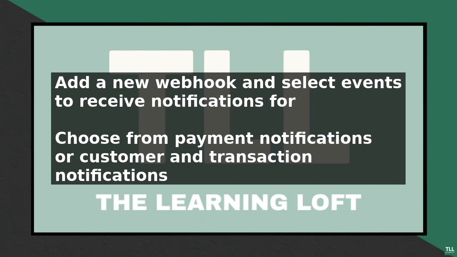Your endpoint should be able to handle these notifications by parsing the JSON data sent in the request body. The JSON data will contain information about the event that triggered the notification, such as the transaction ID or customer ID. To handle webhook notifications securely, ensure your endpoint validates the signature of each notification to prevent tampering. Authorize Net signs each notification with a secret key, which you can use to verify the signature.